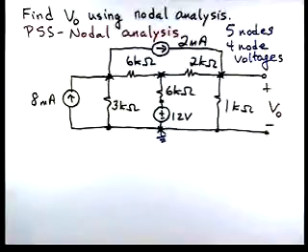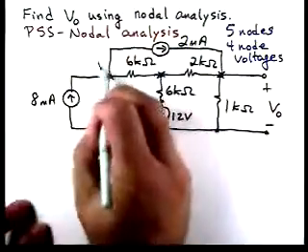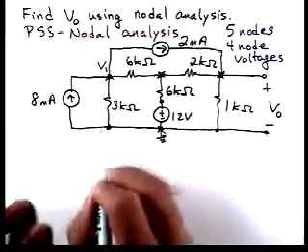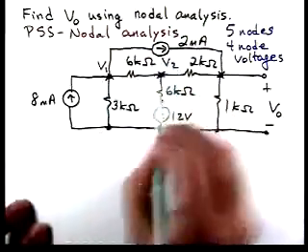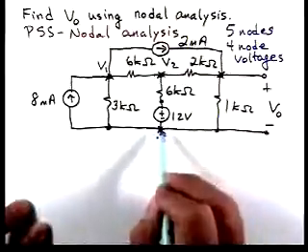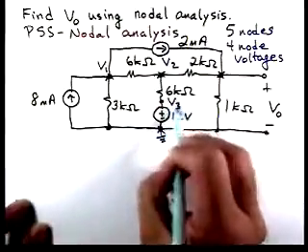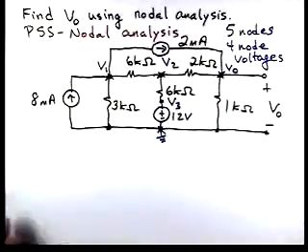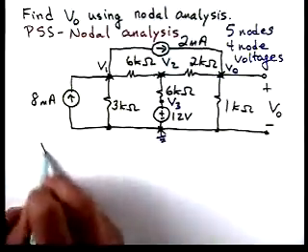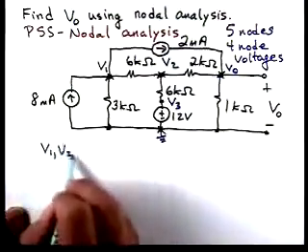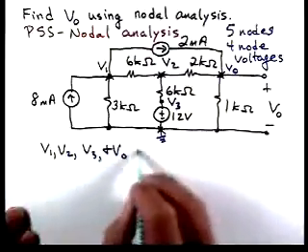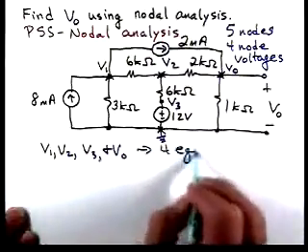Now let's assign node voltages. I'm going to assign this one V1. Now remember what the polarity is, plus here, minus at the bottom. V2 plus here, minus all the way at the bottom. We're going to call this node voltage V3 and this one V0. So now I have 4 node voltages, V1, V2, V3, and V0. So that means I'm going to need 4 equations.